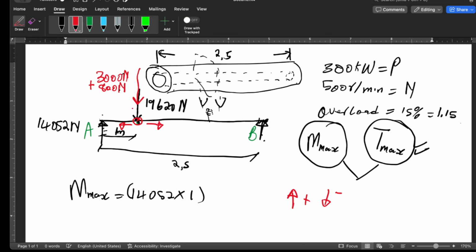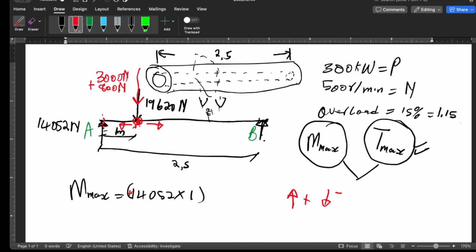For instance, when we are here at this point, when we calculate from the right, we have A. In which direction does A go? It's up, so if it goes up, it's going to be positive. You get that part? So we need to multiply how long from where there is this 14,052 up until where we are calculating bending moment. How long is that? It's 1. That is why we have multiplied by 1.